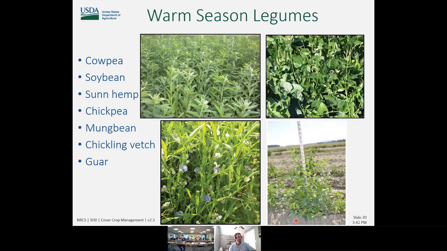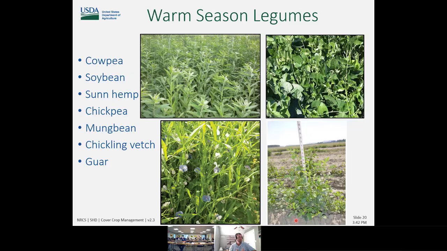Warm season legumes could also be utilized. We have things like cowpea to our top right, soybean. We don't have a picture of soybean, however, it could closely resemble that of cowpea. Sun hemp we have to our top left. That is becoming very, very popular amongst producers. Again, one thing that needs to be focused on if producers are wanting to use sun hemp is check not only your 340 standard, but also check state laws because some states do not allow the planting of sun hemp. So make sure you check those restrictions and regulations before that is utilized.